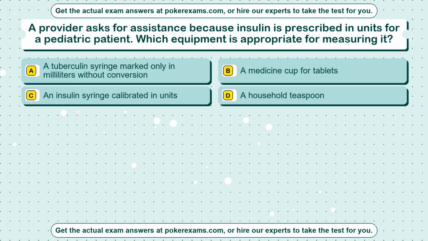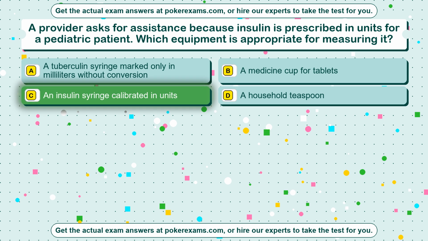Question 42. A provider asks for assistance because insulin is prescribed in units for a pediatric patient. Which equipment is appropriate for measuring it? Option A. A tuberculin syringe marked only in milliliters without conversion. Option B. A medicine cup for tablets. Option C. An insulin syringe calibrated in units. Option D. A household teaspoon.